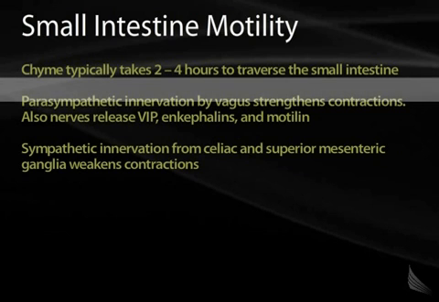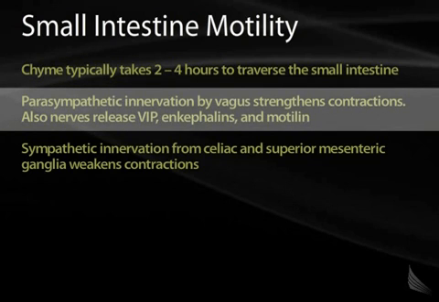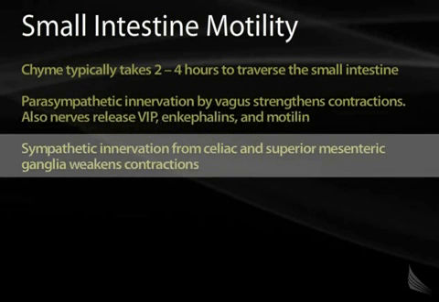Chyme typically takes 2 to 4 hours to traverse the small intestine, and as has been discussed a number of times, parasympathetic innervation by the vagus strengthens contraction. These nerves also release VIP and enkephalins and motilin. Sympathetic innervation from the celiac and superior mesenteric ganglia weakens contraction. So again, the same theme is present throughout the GI tract. Parasympathetic innervation helps to strengthen contractions. Sympathetic innervation weakens contractions.